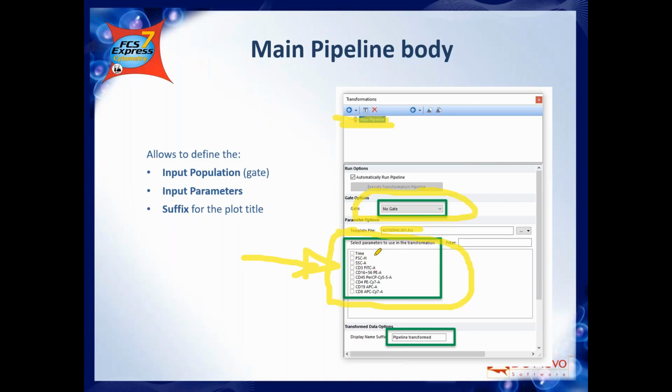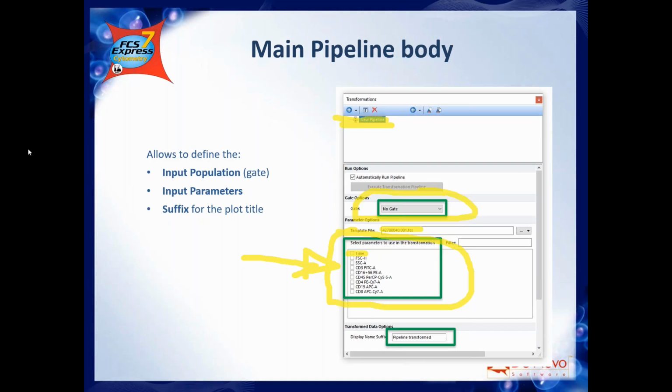Also, if we do not select a parameter here, that parameter will not be available within the pipeline, and it will not be available as a final output. So, for example, if you do not check time, it will not be available within the pipeline, and time will not be available once you apply the pipeline to a plot. So this is another good reason to select everything here.